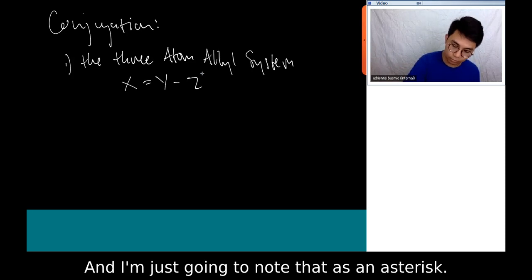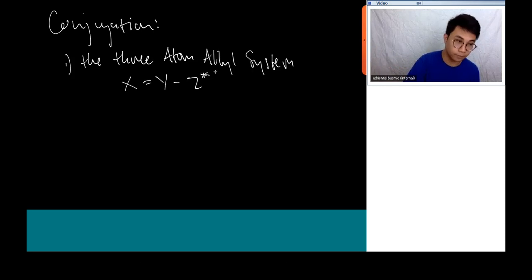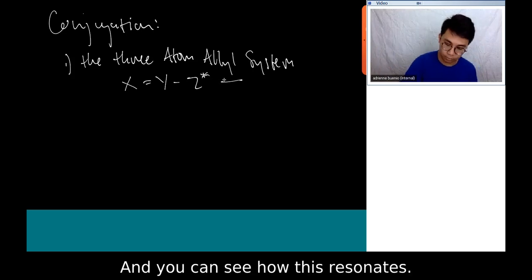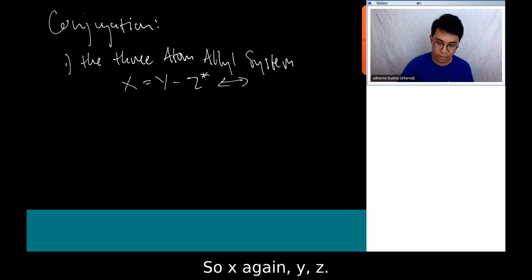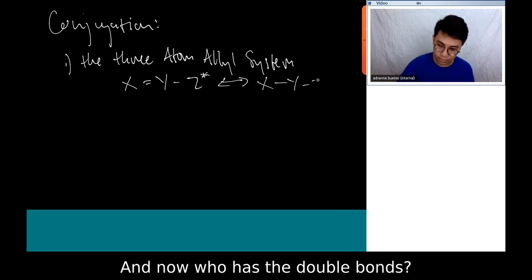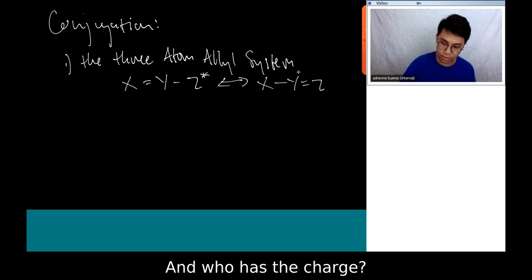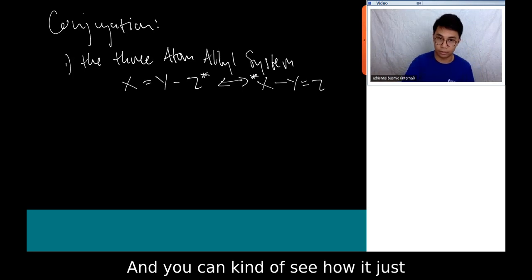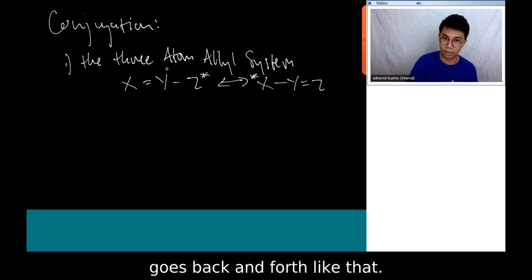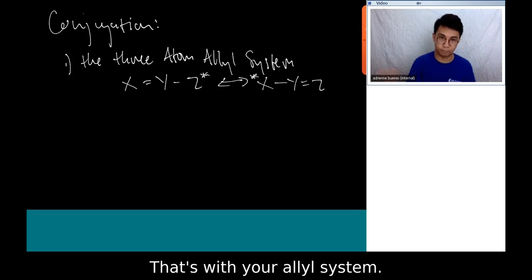And I'm just going to note that as an asterisk, right? And you can see how this resonates, right? So X again, Y, Z, and now who has the double bond? This one, and who has the charge? This one, right? And you can kind of see how it just goes back and forth like that, right? That's the three allele system.